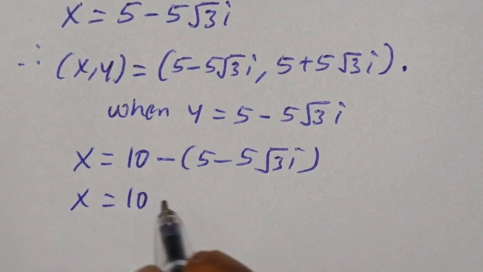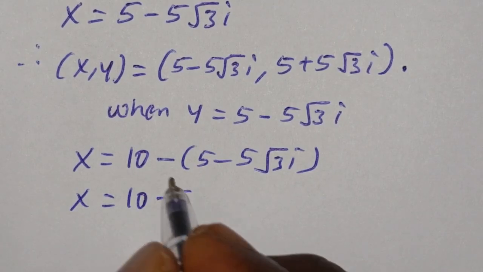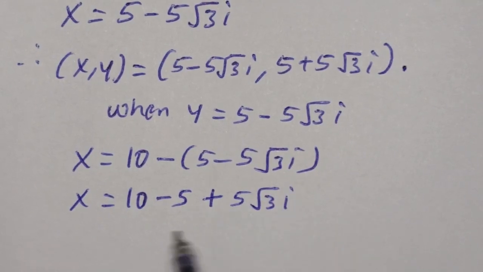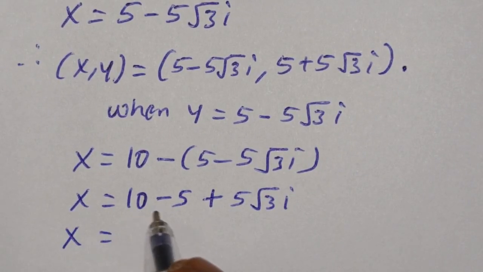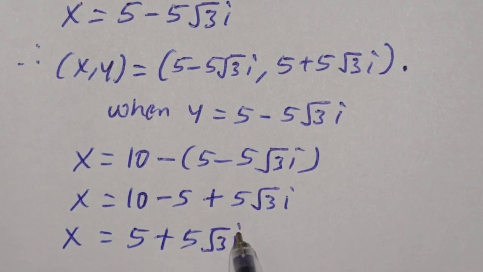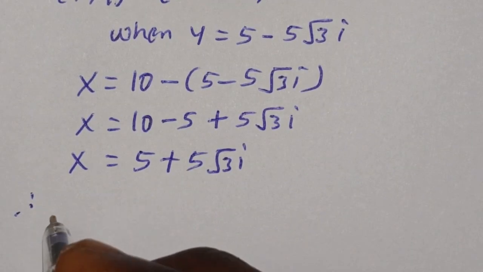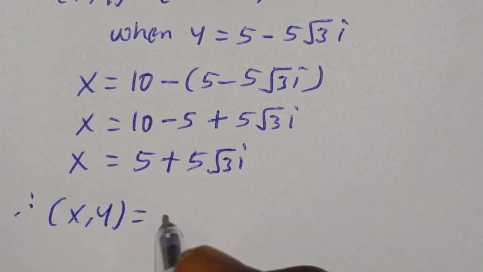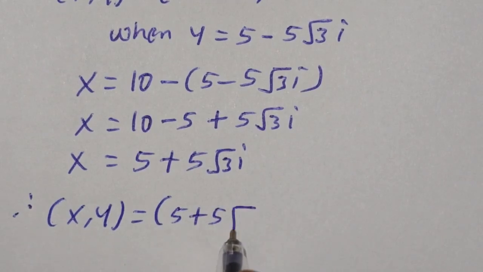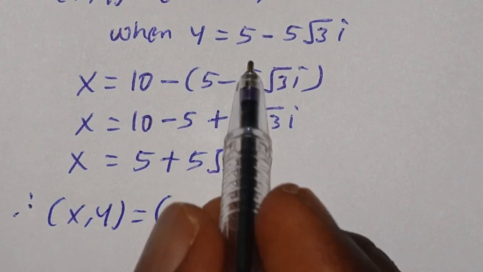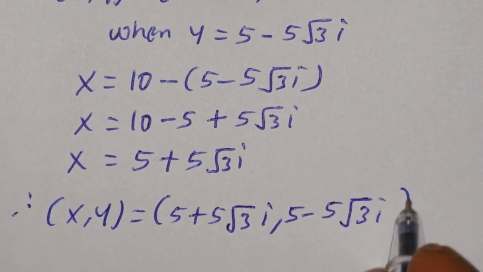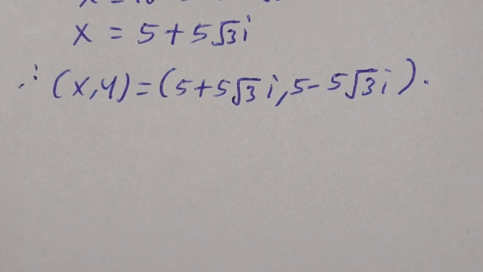x equal to 10 minus times 5, minus 5, minus times minus, plus 5 root 3i. x equal to 10 minus 5, 5 plus 5 root 3i. Therefore, x comma y is equal to, what is x? x is this, 5 plus 5 root 3i, and y is 5 minus 5 root 3i. This is the second solution.